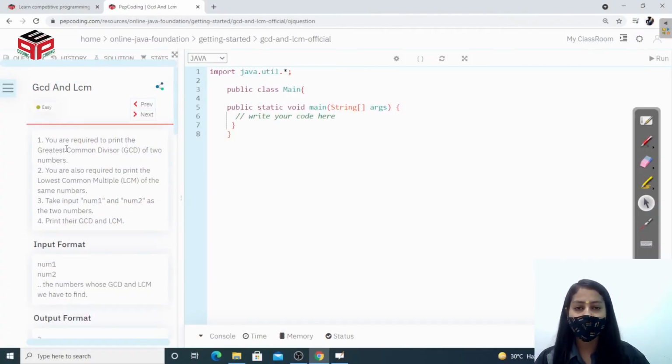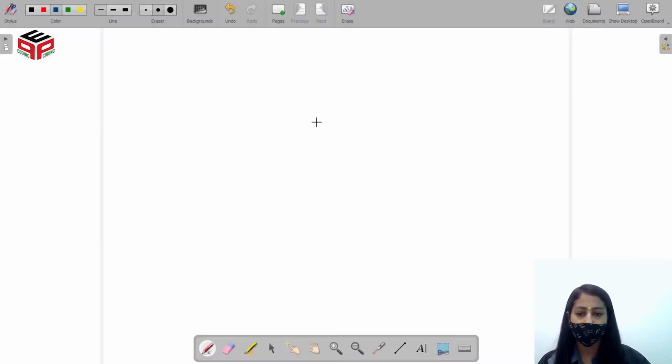So today in this class we are going to discuss how to find the GCD and LCM of two numbers, right? In the input we are given two numbers, number one and number two, and we have to find the GCD and LCM of the two numbers, that is the greatest common divisor and the lowest common multiple of two numbers. Now let's discuss the approach.